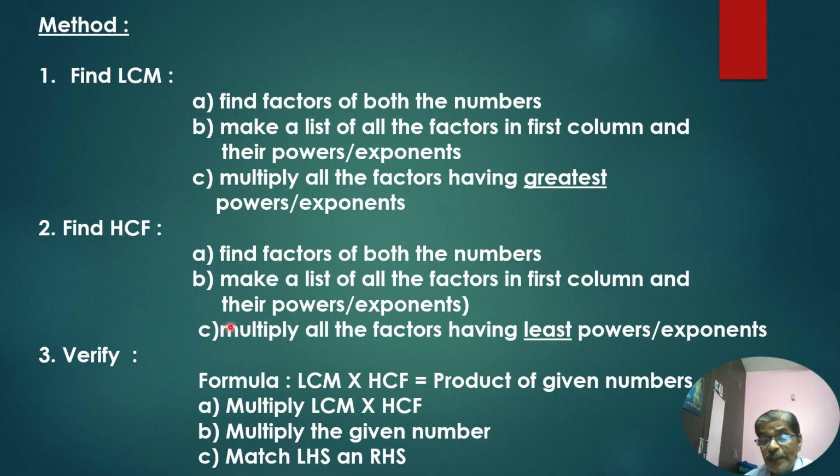Then after finding out LCM and HCF, now we can verify using the formula LCM into HCF is equal to the product of the given numbers. So how do we do it? First thing is we will take the left hand side, LCM into HCF, and we will get some number. Then multiply the given numbers 510 and 92 and we will get the other side, the right hand side. Match both left hand side and right hand side. If both are equal, it is according to the formula. If not, it is wrong.